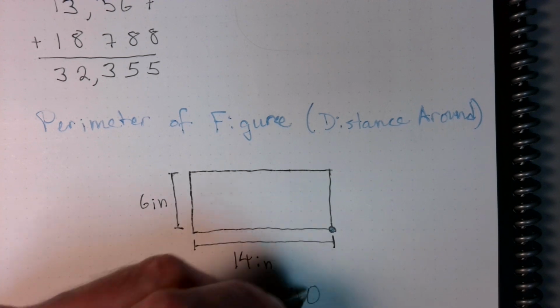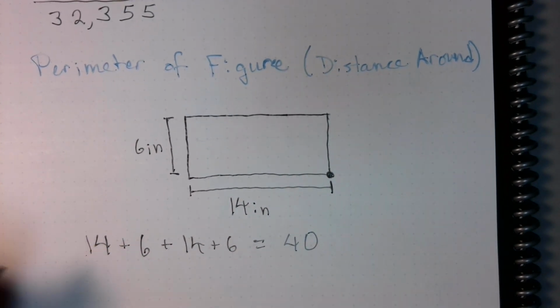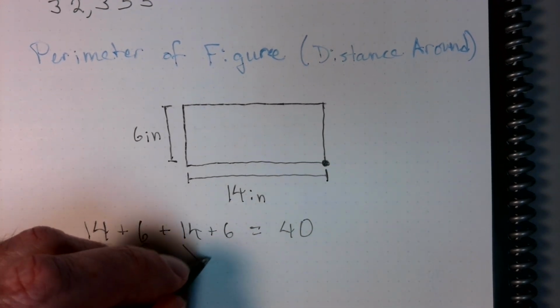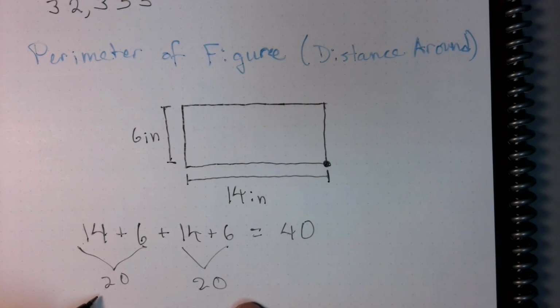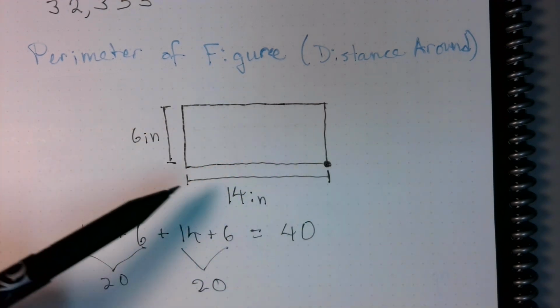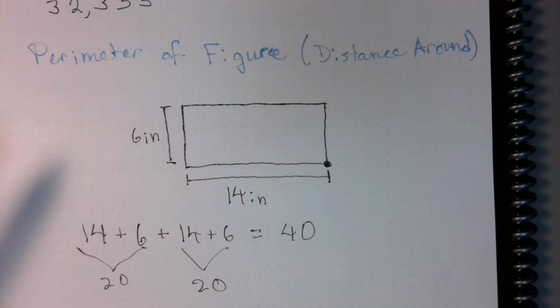Okay, that's 40. Group them like this, right? 20 plus 20. These two together are compatible numbers. That's a 20, that's a 20. Add the two 20s and you get a 40. Okay, so the perimeter of a figure is found by adding up all the side lengths. So that's a little application of the operation of addition. Okay, so that should give us all the tools we need to work on this next assignment.